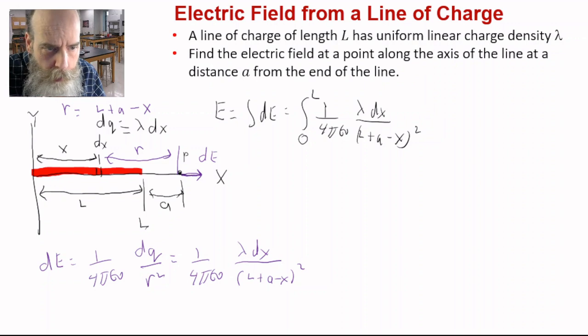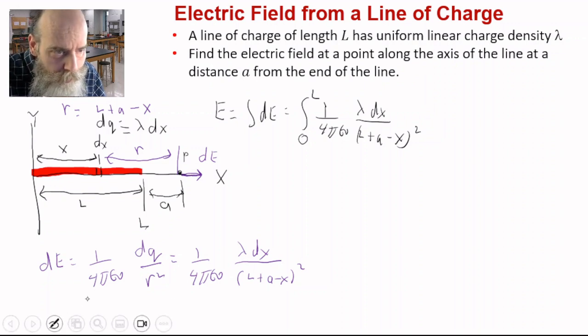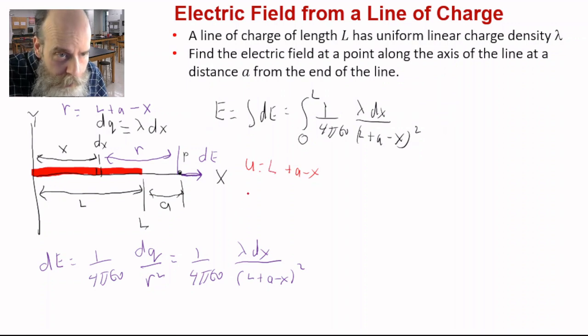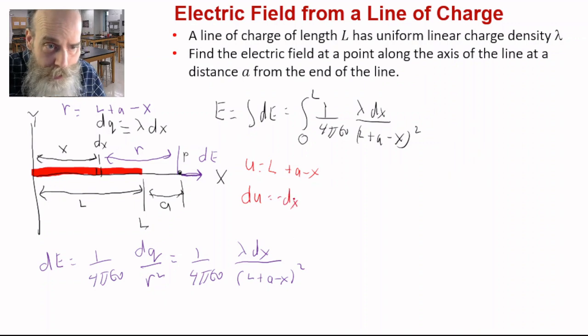To solve this integral, we will use u substitution. So let's say that u equals L plus A minus x. If we differentiate this, we get du equals negative dx, because L and A are constants. So then let's rewrite our integral, getting rid of the x's and replacing them with u's. And we get the following.